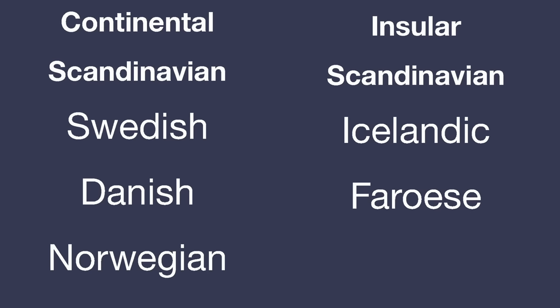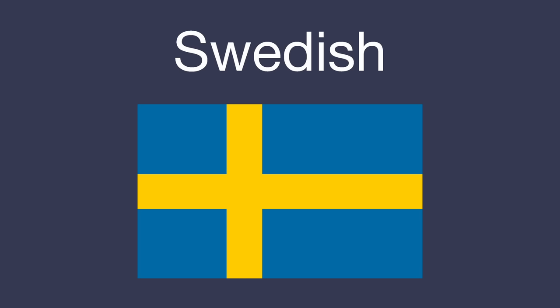Though with Norwegian in particular, due to close contact and influence with East Scandinavian and the rest of Europe, is more in line with Swedish and Danish, forming the so-called continental Scandinavian languages to include all three of them, leaving Icelandic and Faroese as insular Scandinavian languages. We'll talk about the continental Scandinavian languages first, starting with Swedish.